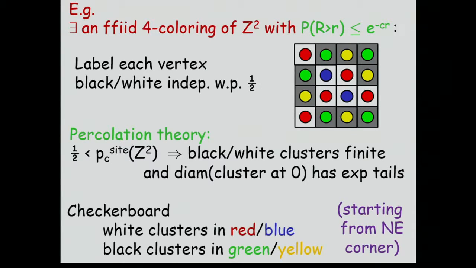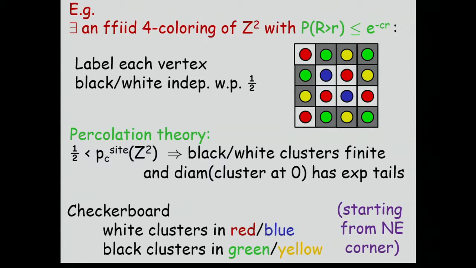and say that guy's red, say. So if I'm the origin and I want to know my colour, what do I have to do? Well, first of all, I have to explore my cluster and find out if I'm in a black or a white cluster, and then I have to telephone the guy in the northeast corner and find out my parity relative to him, and then I know what colour I should be. And how far do I have to look to determine my colour? Well, it's the radius of the cluster, basically, which has exponential tails.